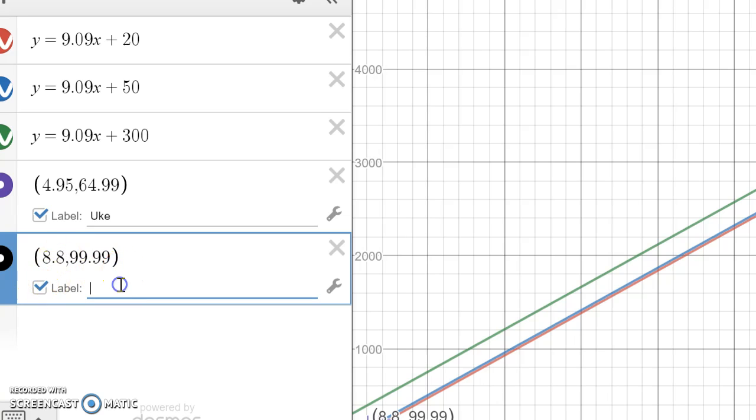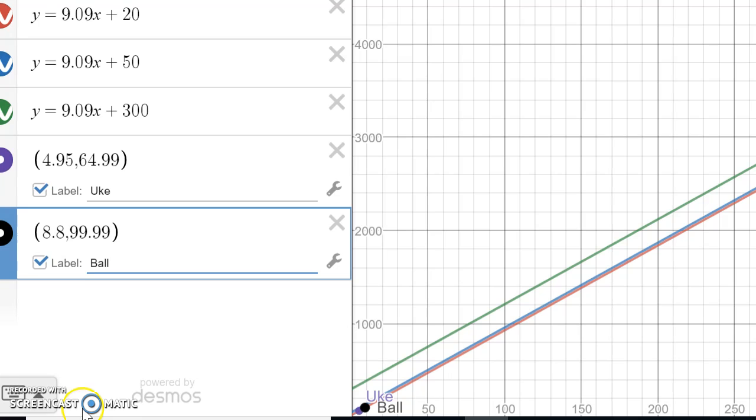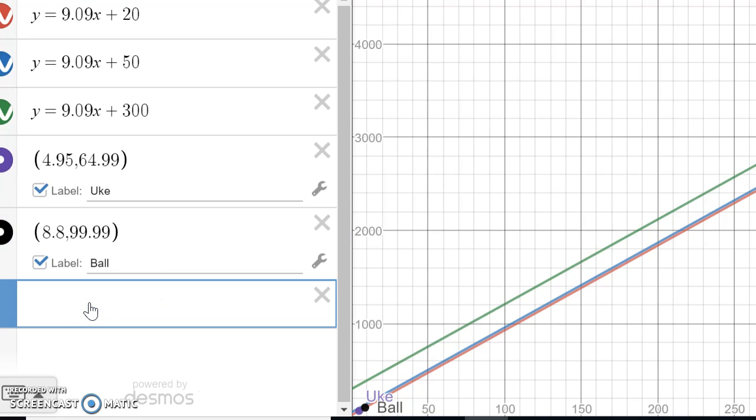And ball. There we go. Let's see if that worked. Yeah, it did. You can't see it because I need to adjust the screen. There it is. So look, they're both on the line. Let's go ahead and put in the next items.